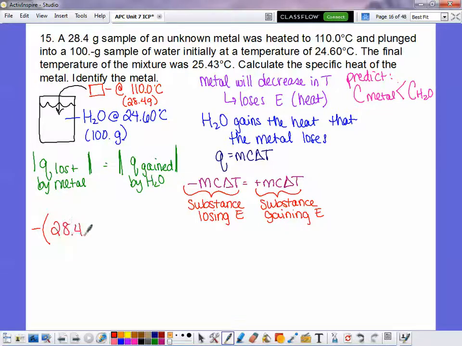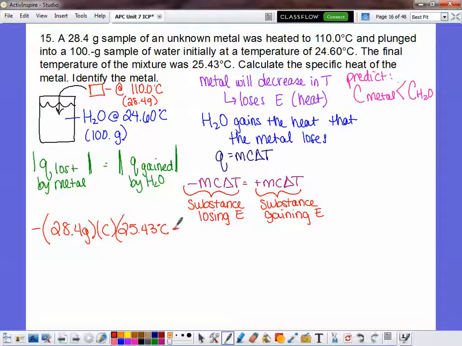28.4 grams. What is the specific heat of the metal? That's what we're solving for, that we don't know. Again, we predict it to be less than 4.18. Okay, it's always good to think through these problems before you do them so you can get an idea for what the answer is going to be. Our delta T is final minus initial. We're ending at 25.43 degrees Celsius.